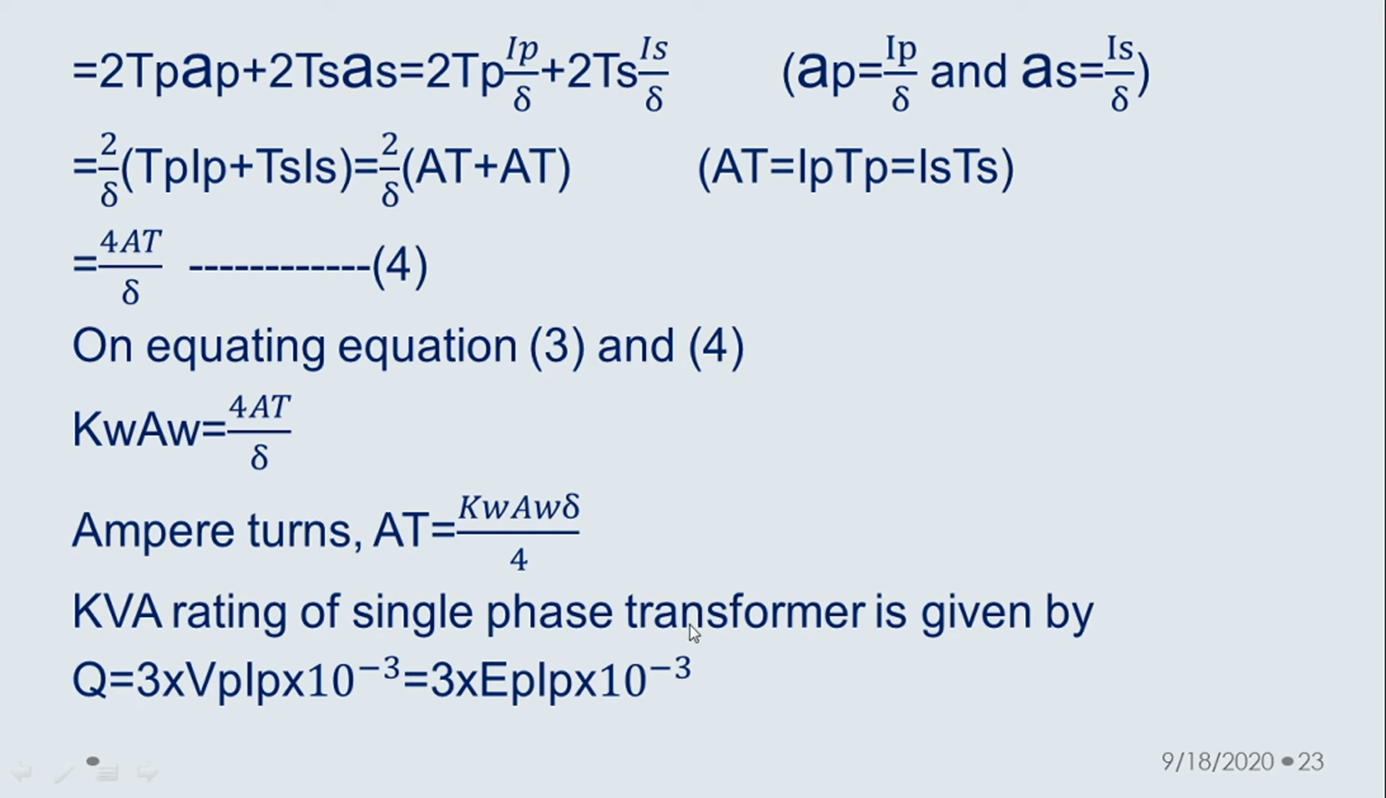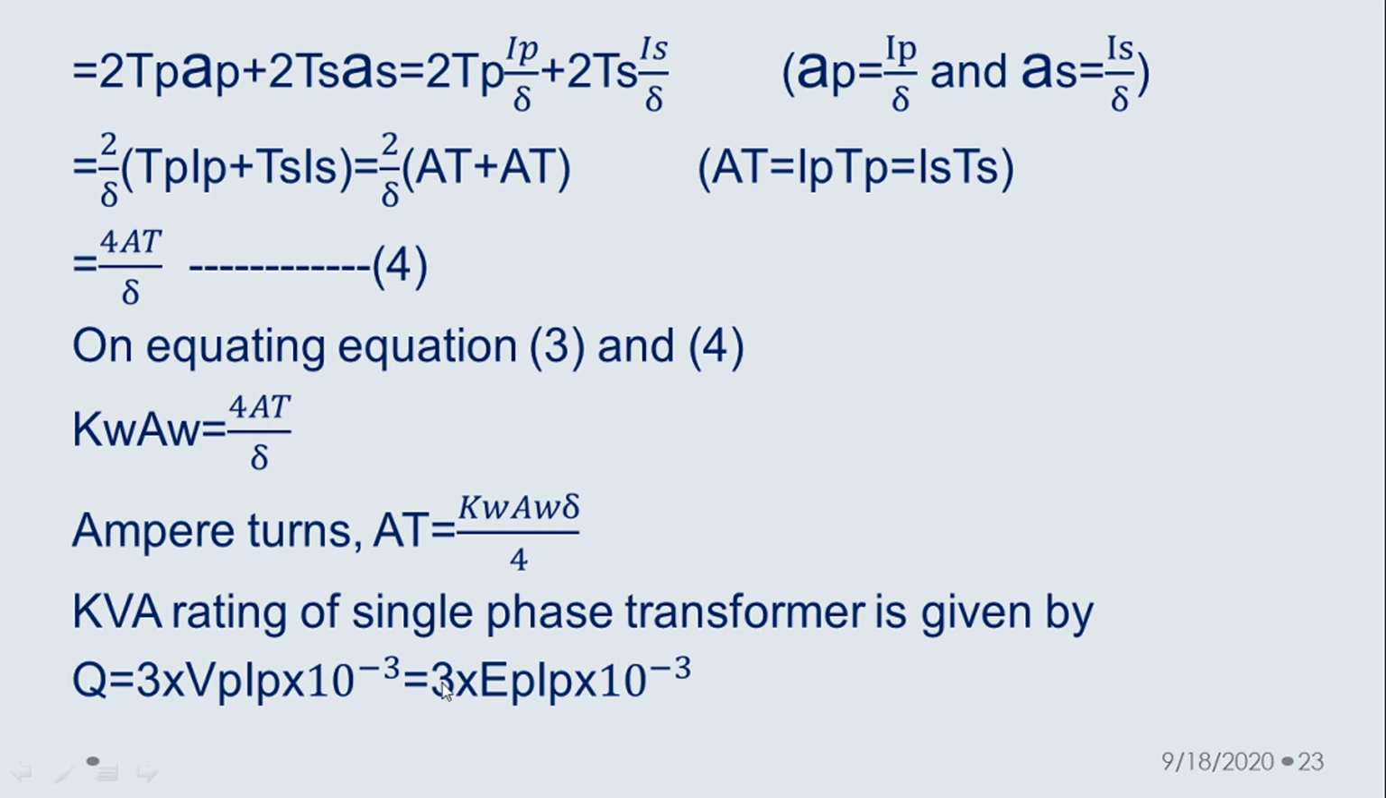Therefore, the KVA rating of the three phase transformer is given by Q equal to 3 into Vp into Ip into 10 to the power minus 3. Since it is a 3-phase transformer, we have to multiply the phase voltage and phase current by 3. There is no power factor, because we are expressing the rating in KVA. Vp is the voltage per phase and Ip is the phase current, correct. You multiply with 10 to the power minus 3 because we are expressing the Q value in terms of KVA, not in VA.